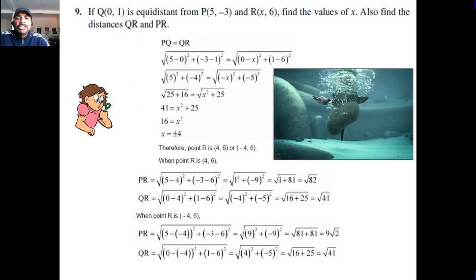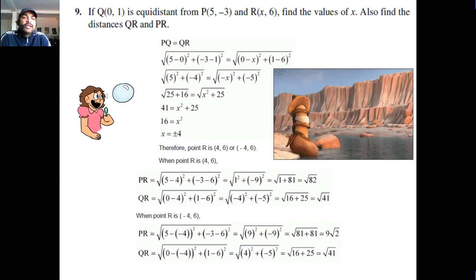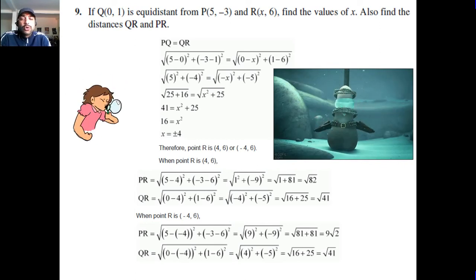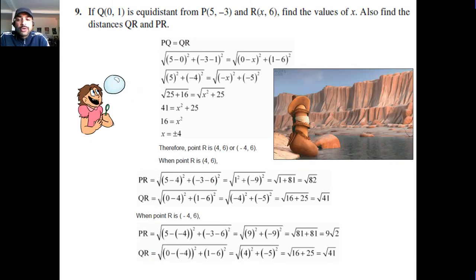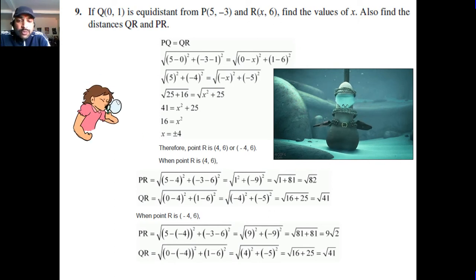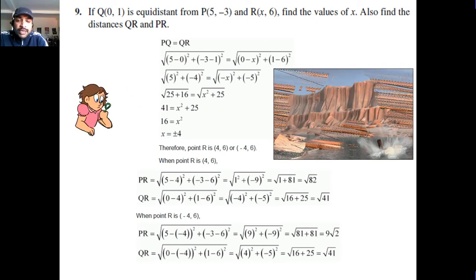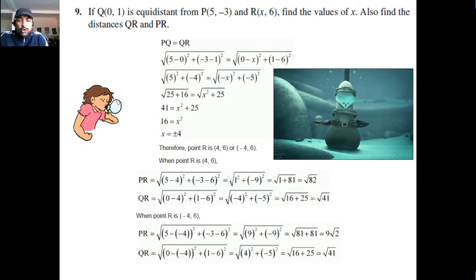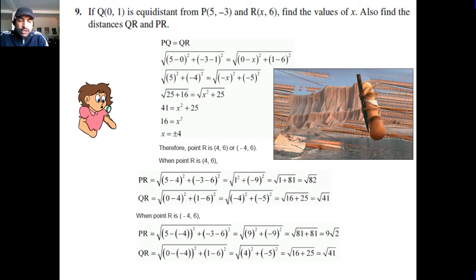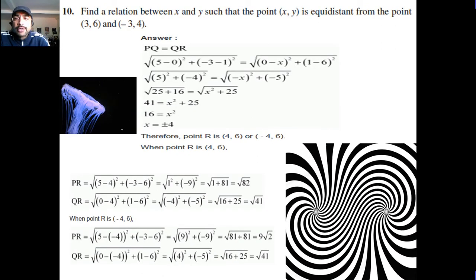If Q(0, 1) is equidistant from P(5, -3) and R(x, 6), find the value of x. Also find the distances QR and PR. PQ is equal to QR, so 41 is equal to x square plus 25, 16 equals x square, x equals plus or minus 4. Therefore the point R is (4, 6) or (-4, 6). If point R is (4, 6), PR is under root 81 and QR is under root 41. If point R is (-4, 6), PR is equal to 9 root 2, QR is equal to under root 41.